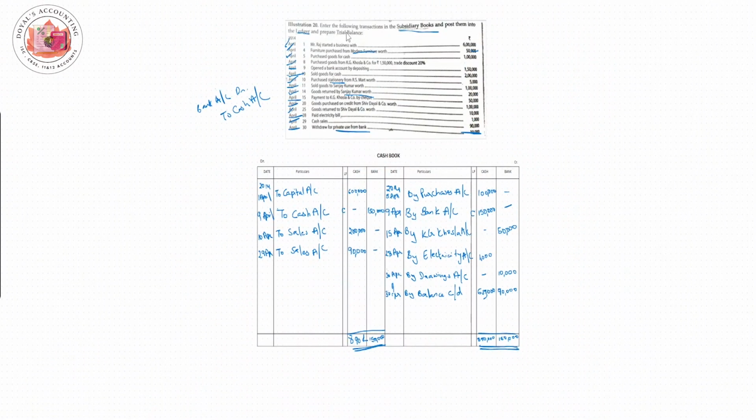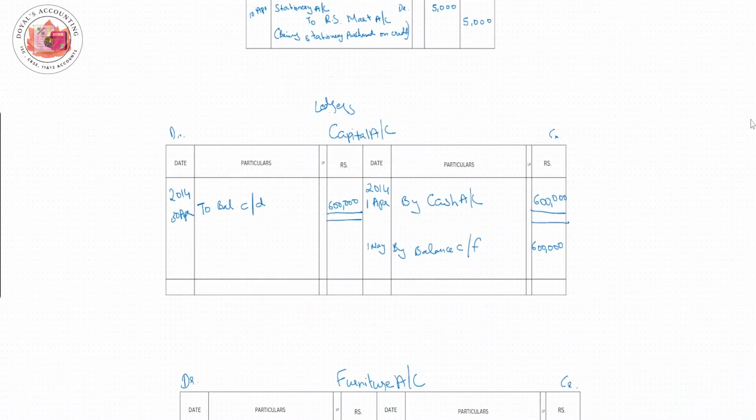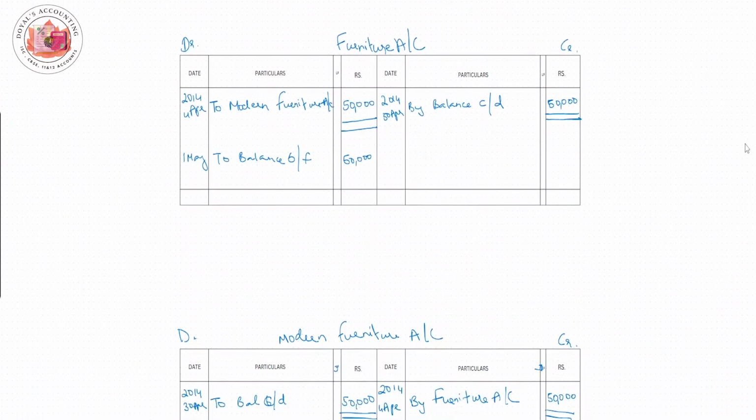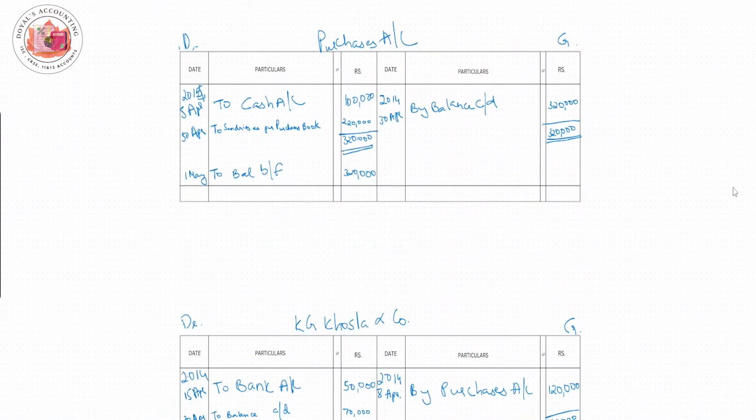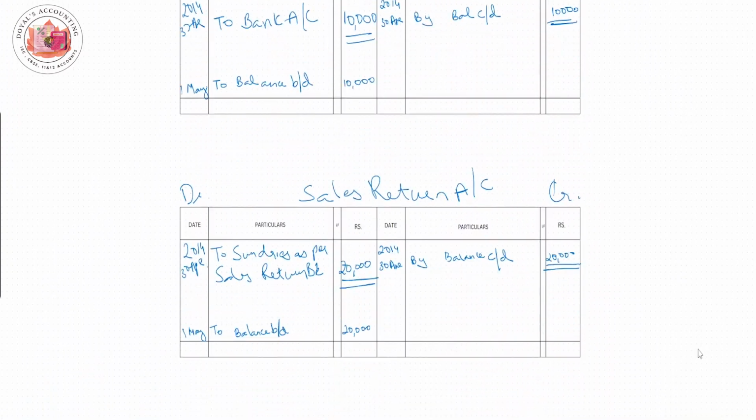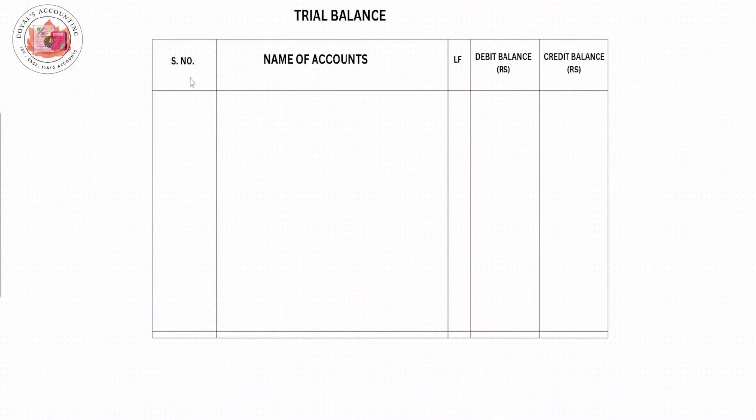Now the question has asked us to prepare a trial balance, and I know at this point that I have not taught you what a trial balance is, so I will just tell you. Trial balance is a statement in which all the account balances are mentioned. So this cash book balance, what we have, this balance carried down 6,39,000, 90,000, then capital account 6 lakhs, furniture account 50,000, modern furniture account 50,000. So all these will be recorded in our trial balance. So the format of a trial balance will be this, the pro forma.